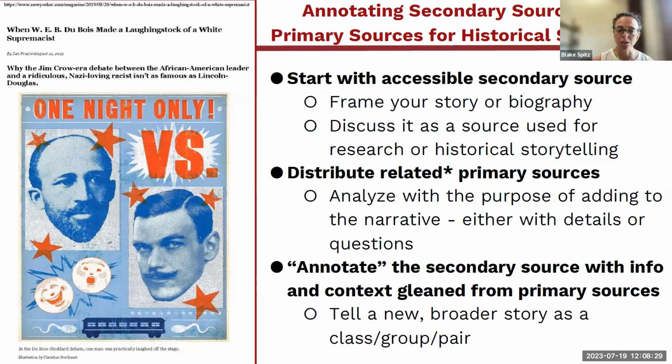Then you're going to distribute related or unrelated or contesting primary sources and analyze those with the purpose of adding to that narrative that you've encountered in the secondary source. And that can be adding with details, context, questions about people's point of view, other things like that. And then you're going to go around the room, either as a collective or in pairs or at tables, however you're framing your activity. This is pretty flexible. And sort of take the secondary source as the scaffolding or the skeleton of that story and give it some meat and bones from your primary source analysis to tell a broader, more complicated, potentially, story as a group during your assignment. So next slide, please.